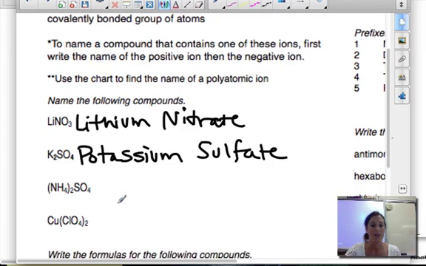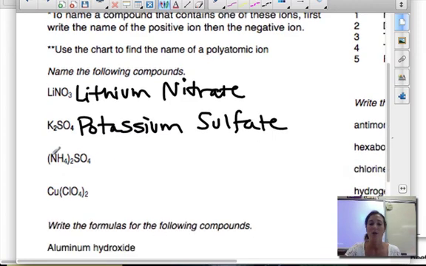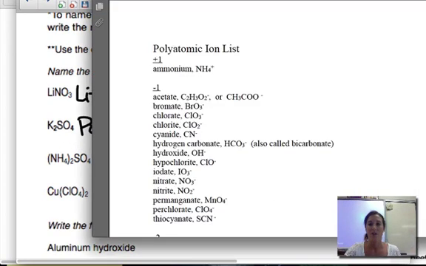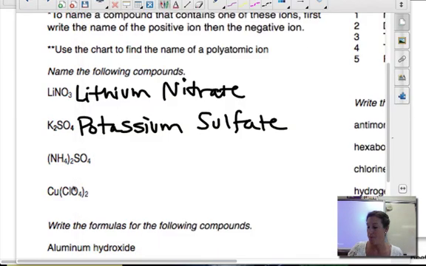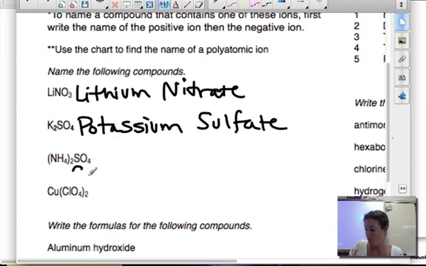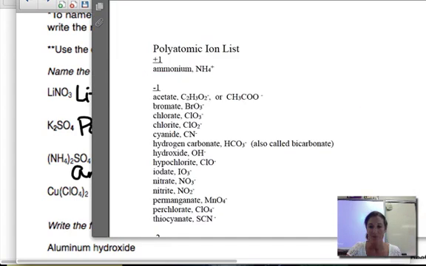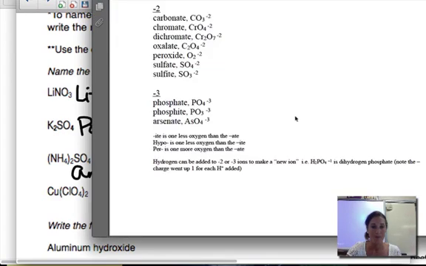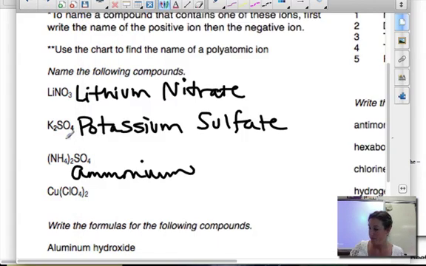All right. Now look at this one. This one I have 4 elements. So actually, I can find both of these polyatomic ions on the list. NH4 is right here. It is ammonium. SO4 is down here, and it is sulfate.